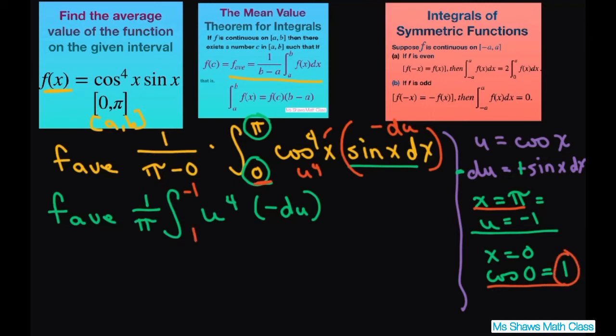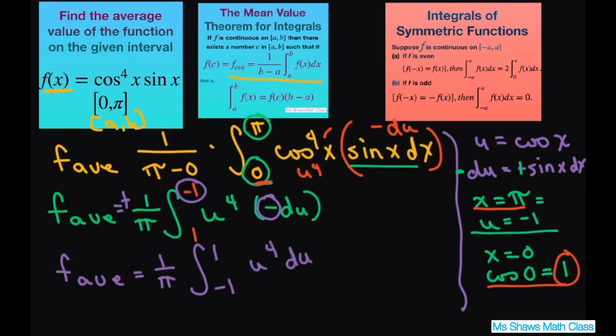Now I can flip this around and take away the negative here. If I pull out a negative, I can change these two limits around and change that to a positive. So we have this equals 1 divided by pi, and then the integral from negative 1 to 1 of u to the 4th du.